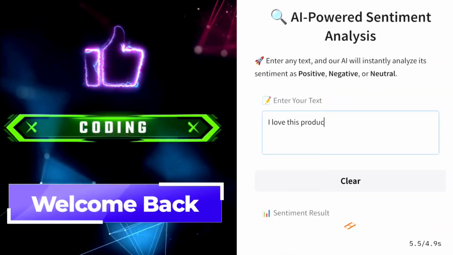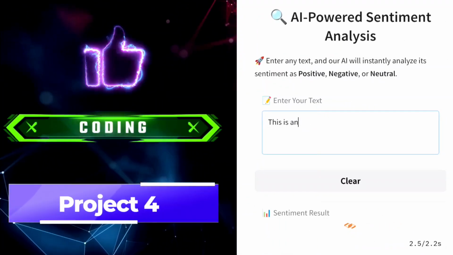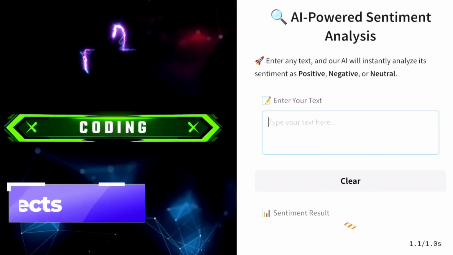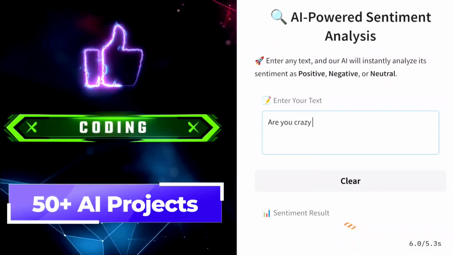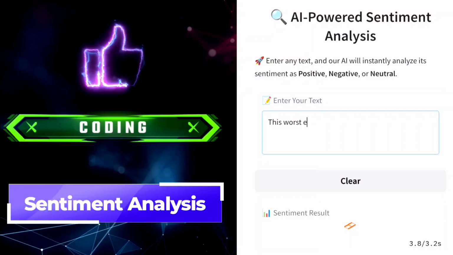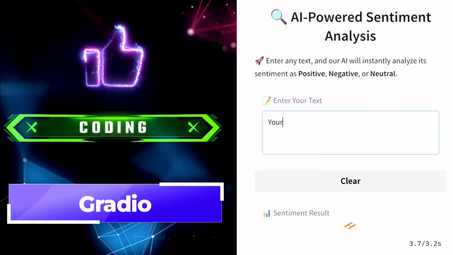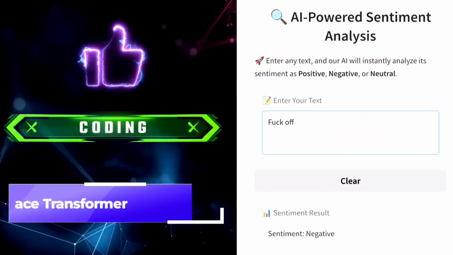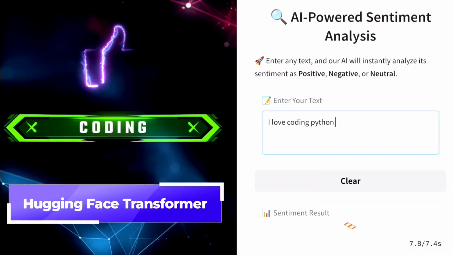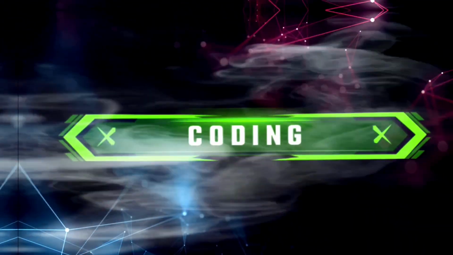Hello guys, welcome back to the new videos of CodingPy. This is project 4 out of 50 plus AI projects. In this video, I am going to explain how you can build an AI powered sentiment analysis web application with the usage of Gradio and Hugging Face transformer in Python. So without wasting time, let's get started.